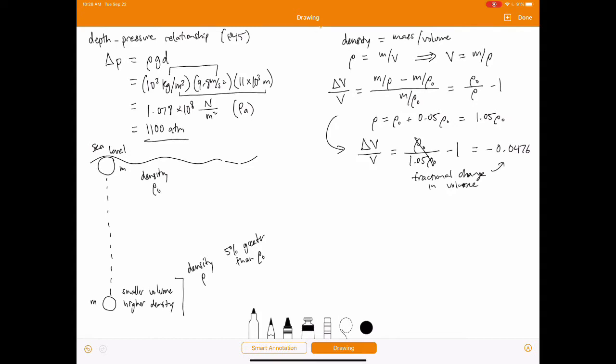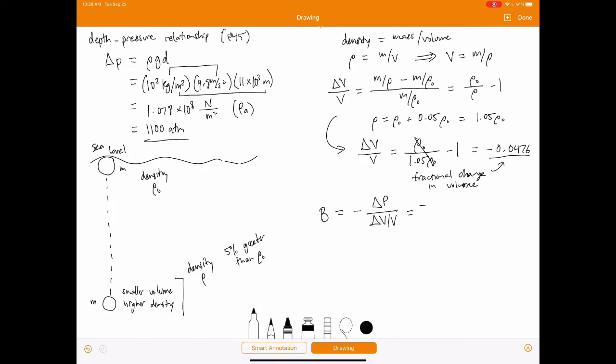And you might have guessed that the volume would decrease by 5%, but it's not exactly that. You have to work it out. It's a little bit less than that. Okay, so next we can calculate the bulk modulus because we have minus delta P, the change in pressure, divided by delta V over V, the fractional change in volume.